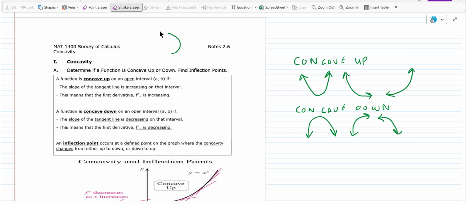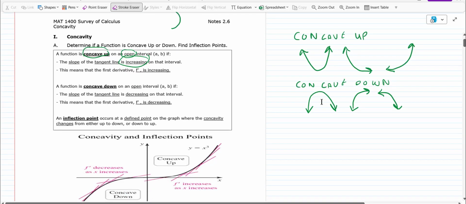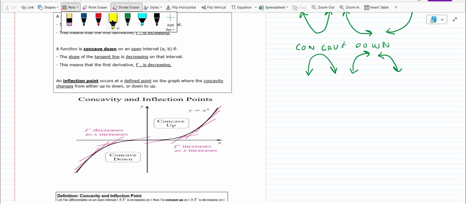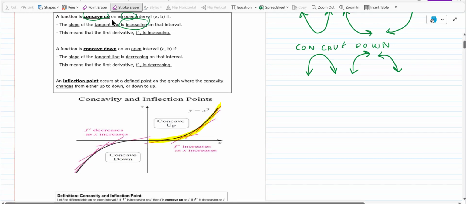A little bit more specifically, you're always going to name your concavity on an open interval, just like you did increase and decrease. What it really means is if you're concave up, the slope of the tangent line is increasing. I'll show you on this diagram down here. If you look at this part right here, you're concave up, and I'm just going to highlight that. That would be kind of going up.